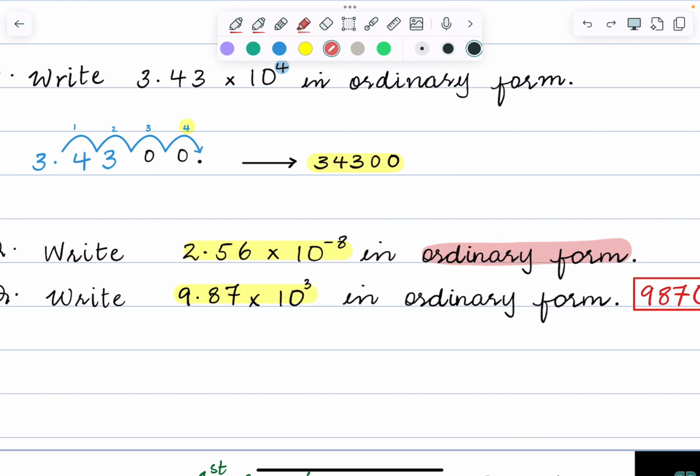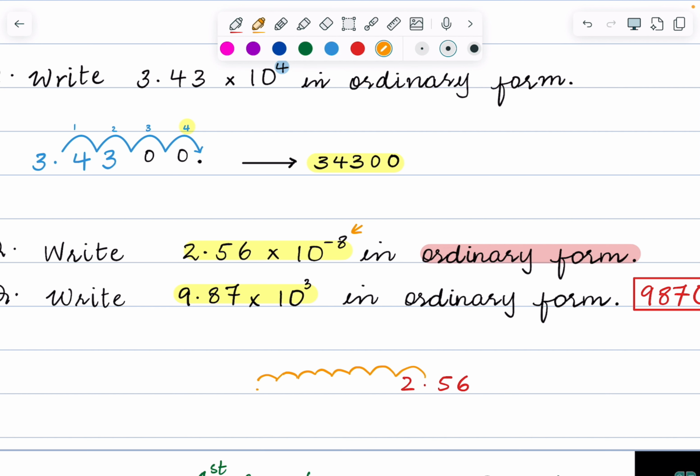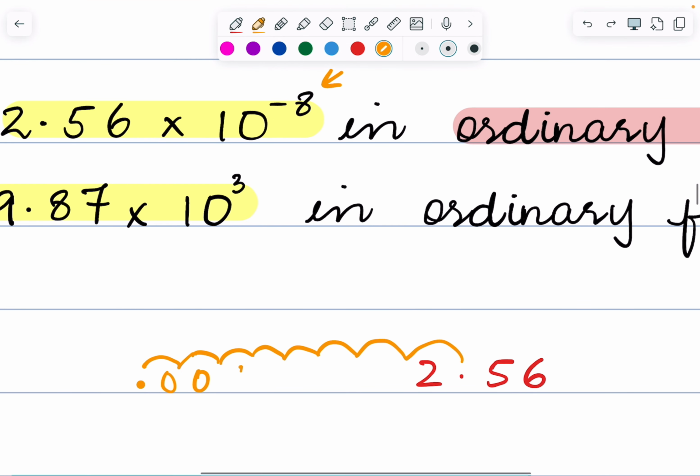Okay. So let's try this one. Isme maybe you have to write it down. I would write it down if I were you. So it's going to be 2.56. Okay, you have to move it how many places? 8 places to the left because power is negative. So 1, 2, 3, 4, 5, 6, 7, and 8. So this is the decimal. So baki side would be the zeros underneath. Be very careful. So it's going to become this number.